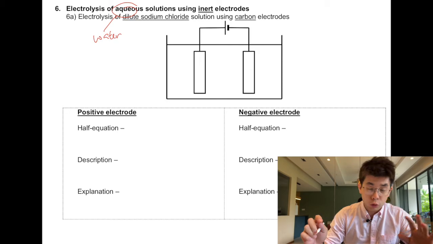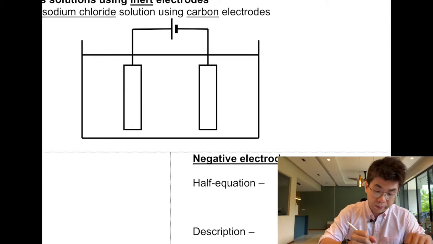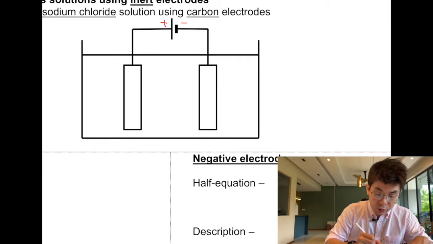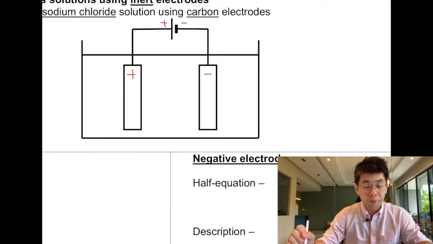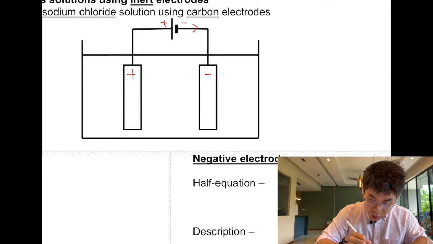Alright, so now let's go through the steps again. I taught you all some steps. So the first step, label the battery. Okay, after that, label the side. So positive electrode, positive battery, negative electrode, negative battery. Next, flow of electrons always come from the negative side. So flow of electrons goes this way.